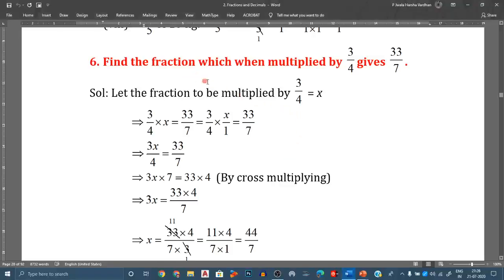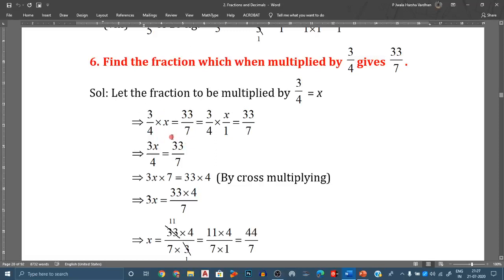What he is asking is: by which fraction, when 3 by 4 is multiplied, does it give 33 by 7? Let the fraction to be multiplied be x here. So 3 by 4 into whatever fraction I want to multiply, I am taking it as x, is equal to 33 by 7. This is the expression I have to write first.